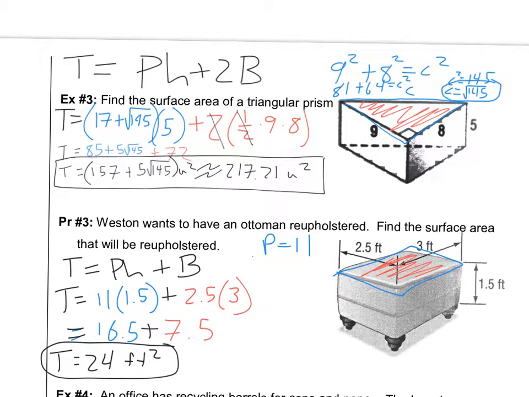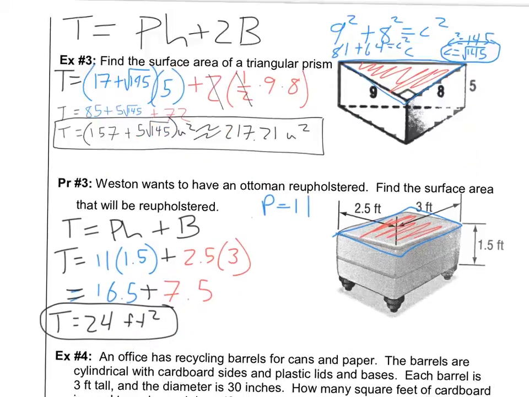The height is 1.5. And then the area of the base, and only the top base, is 2.5 by 3, which is 7.5. So 11 times 1.5 is 16.5. Add those together, and you got 24 square feet. That's how much fabric you're going to need to reupholster this ottoman. All right, let's go on to the next question.